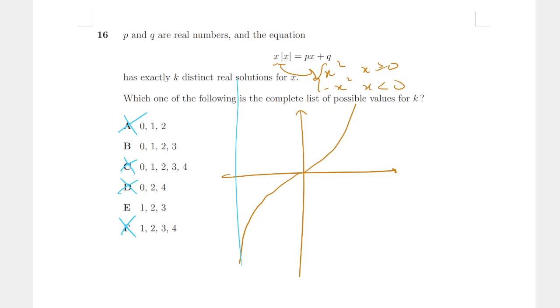If the horizontal lines and vertical lines don't work, then naturally the diagonal lines don't work, because the diagonal lines are just a composition of the vertical and the horizontal lines. So that proves that 0 is not possible. Therefore, the final answer will be E, 1, 2, and 3 only.